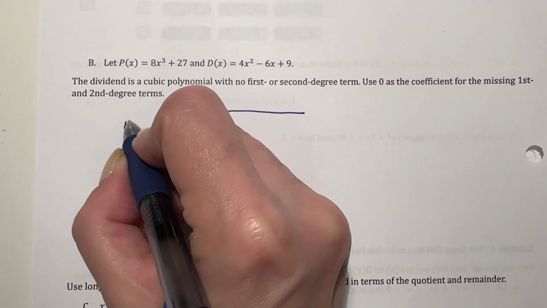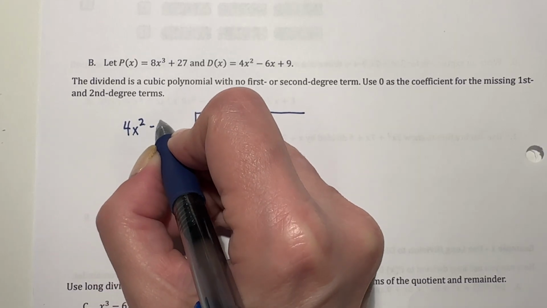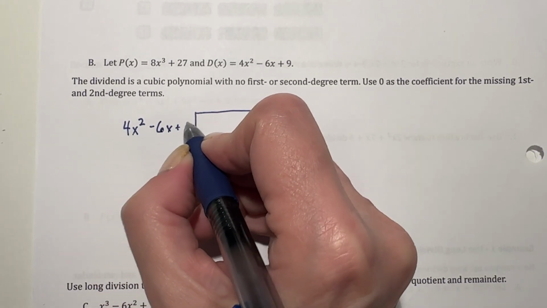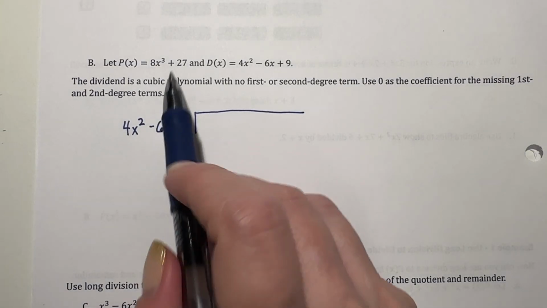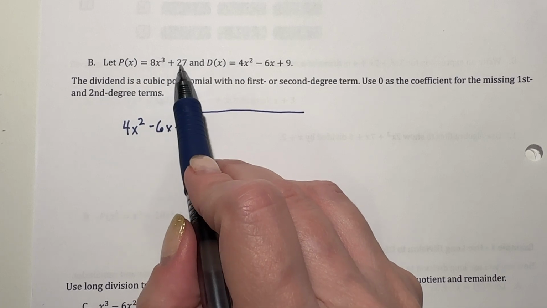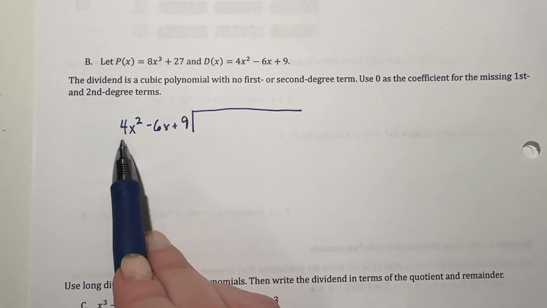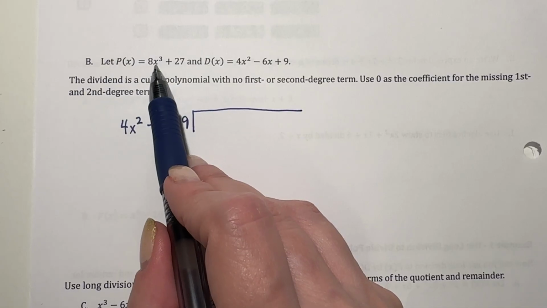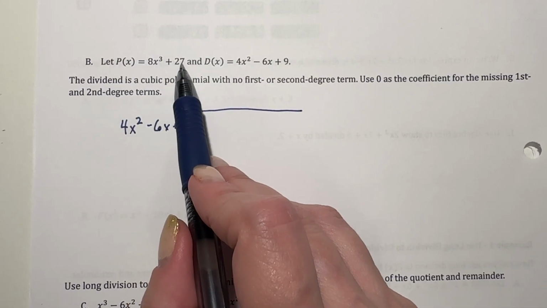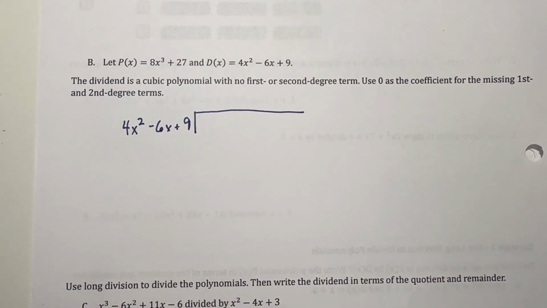So the 4x squared minus 6x plus 9 goes out here on the outside. Now let's talk about what goes underneath. You will notice that you are missing a bunch of variable terms in there. You notice how this side goes x squared, x, constant. This goes straight from the x cubed right over to the constant. So you need to put some placeholders in.